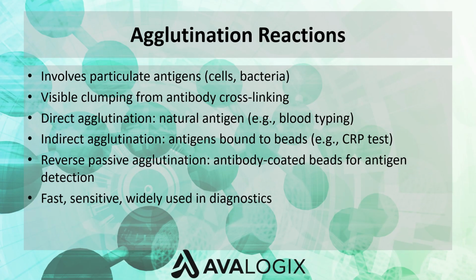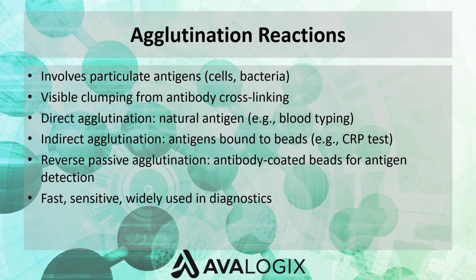Agglutination reactions differ from precipitation reactions in that the antigens involved are particulate, not soluble, typically whole cells like red blood cells or bacteria. When antibodies bind to these cells, they cross-link and form visible clumps. This reaction is quicker and more sensitive than precipitation and is widely used in diagnostic labs. There are two major forms: direct agglutination and indirect or passive agglutination.